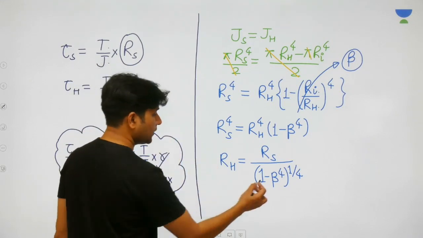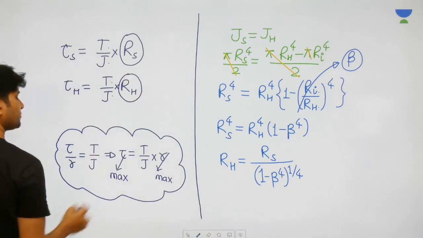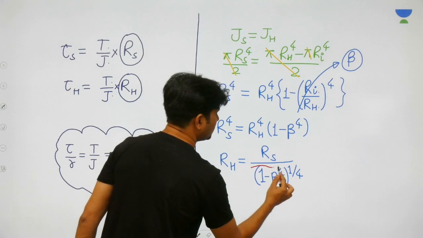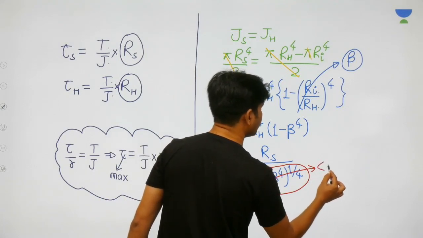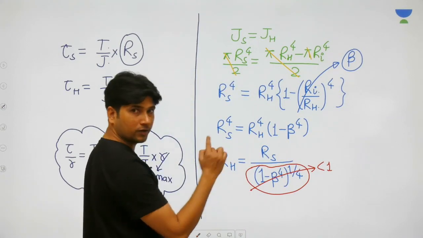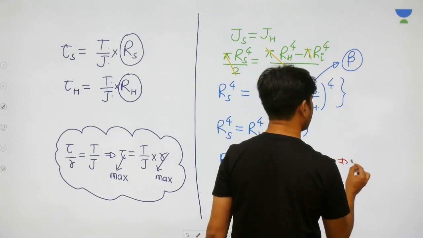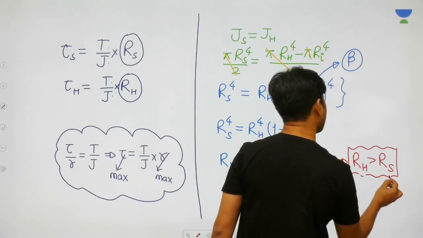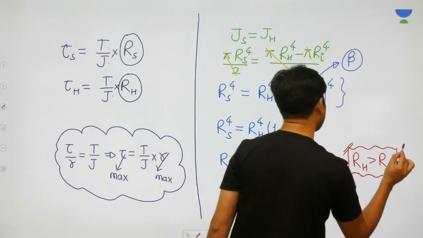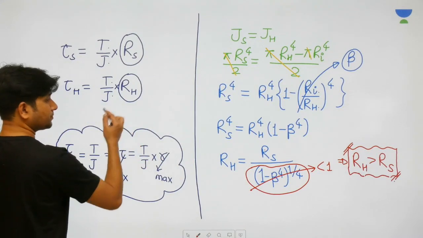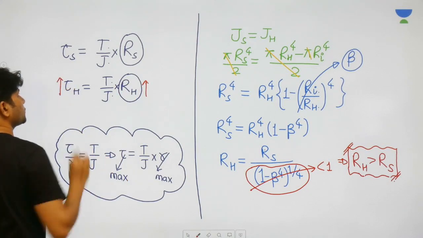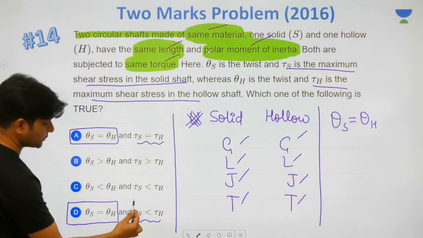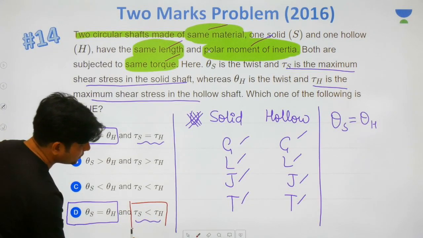So now what is the conclusion that we get here? Because beta is less than 1, this denominator is going to be less than 1. And my dear friends, something divided by less than 1 will become a greater quantity. So we conclude RH to be more than RS. For the same polar moment of inertia, RH will have to be more than RS. Intuitively, you can figure it out. So if RH is more, then naturally tau H will be more, and if RS is less, then naturally tau S will be less. So guys, we go for this one, that tau S must be less than tau H.